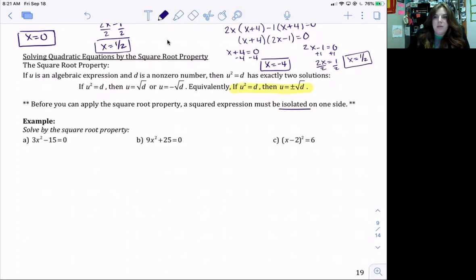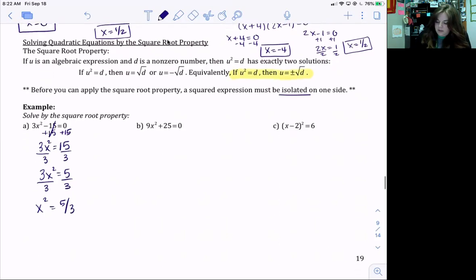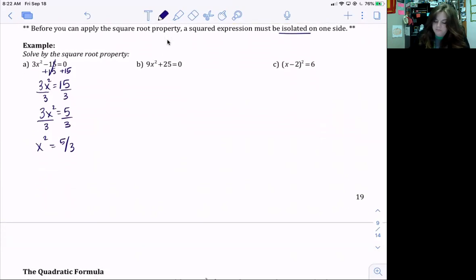So looking at a, 3x squared minus 15 equals 0. We're going to start off with adding 15 to both sides. So 3x squared equals 15. Then divide by 3. Divide both sides by 3. So x squared equals 5/3. That's not right.